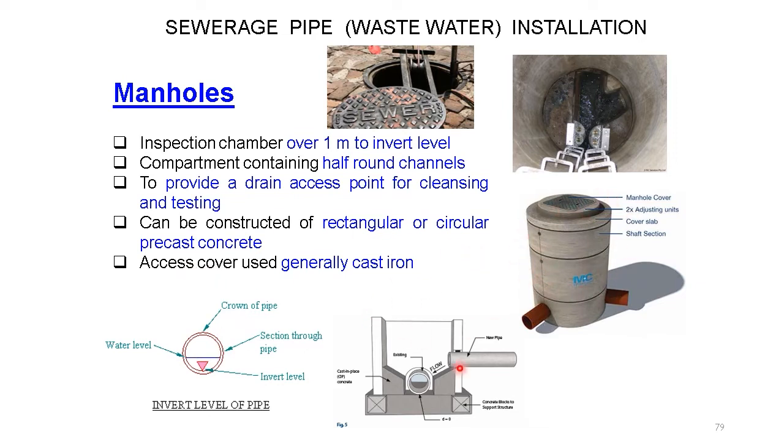Ni circular. Rectangular. Access cover use general cast iron. This one dia punya access cover. So kita akan sentiasa tutup lah, but if let's say ada maintenance, dan kita akan buka this cover.